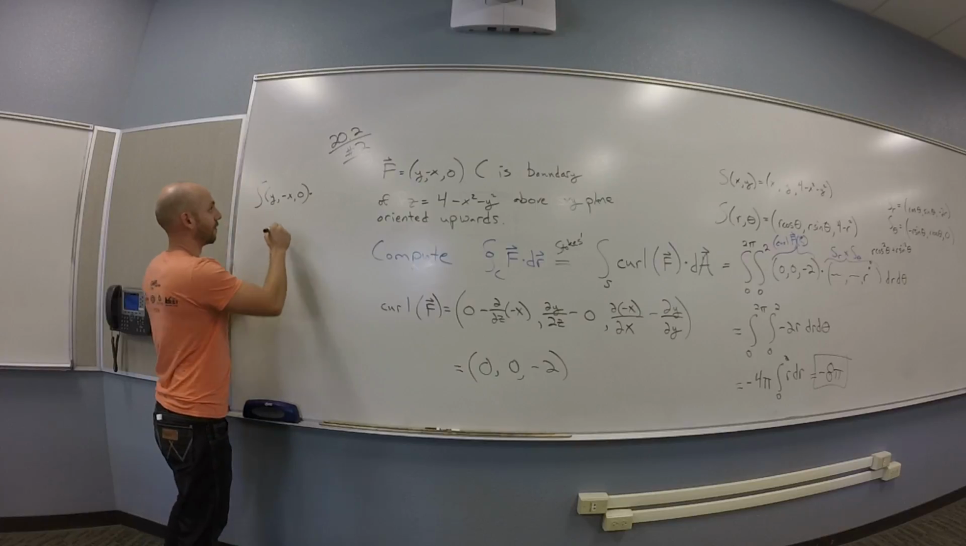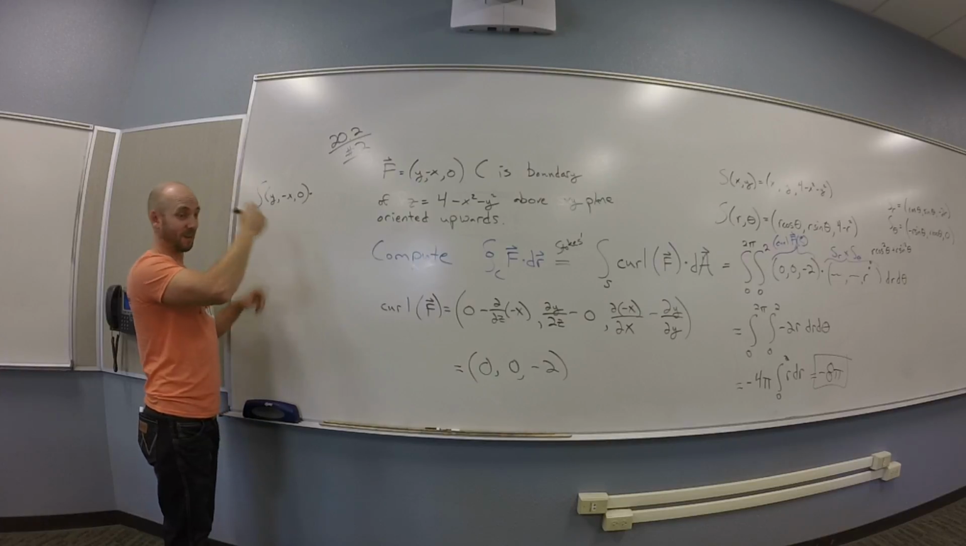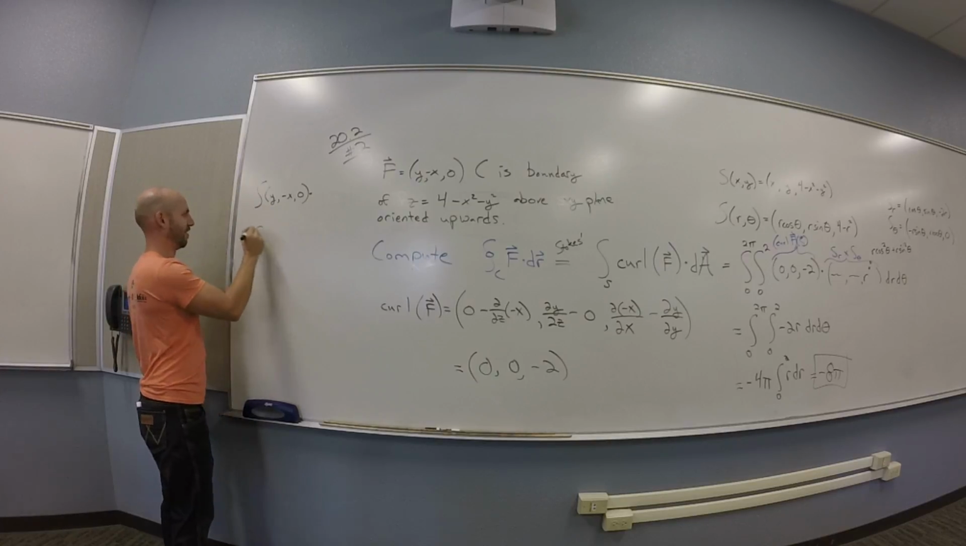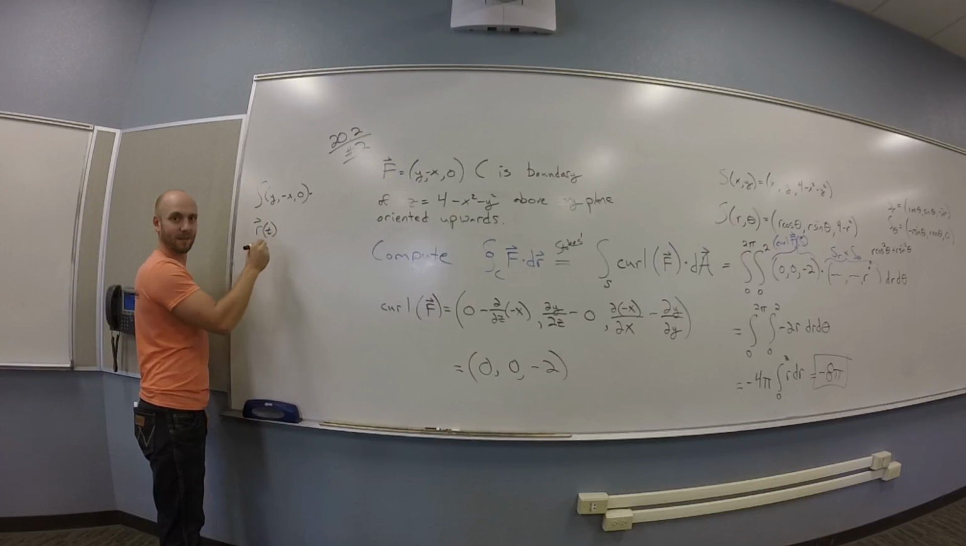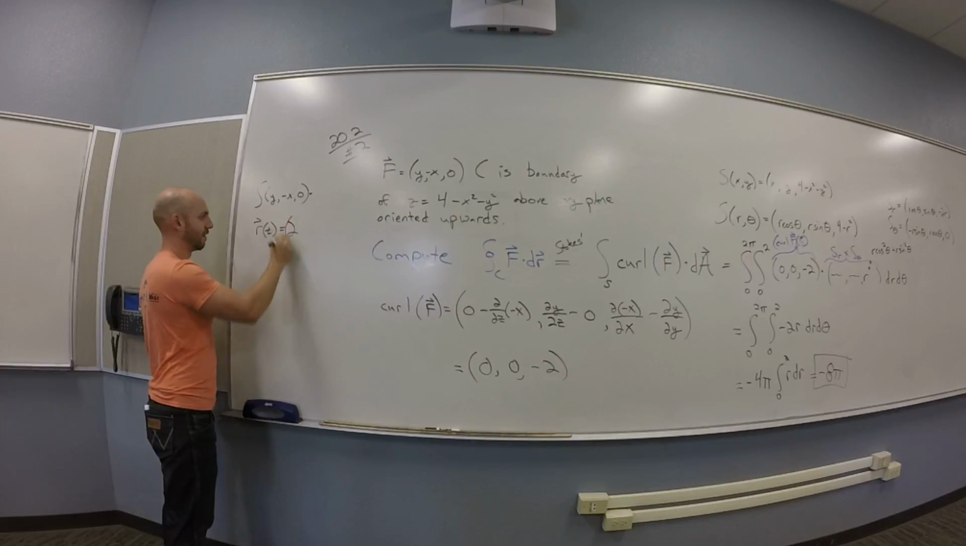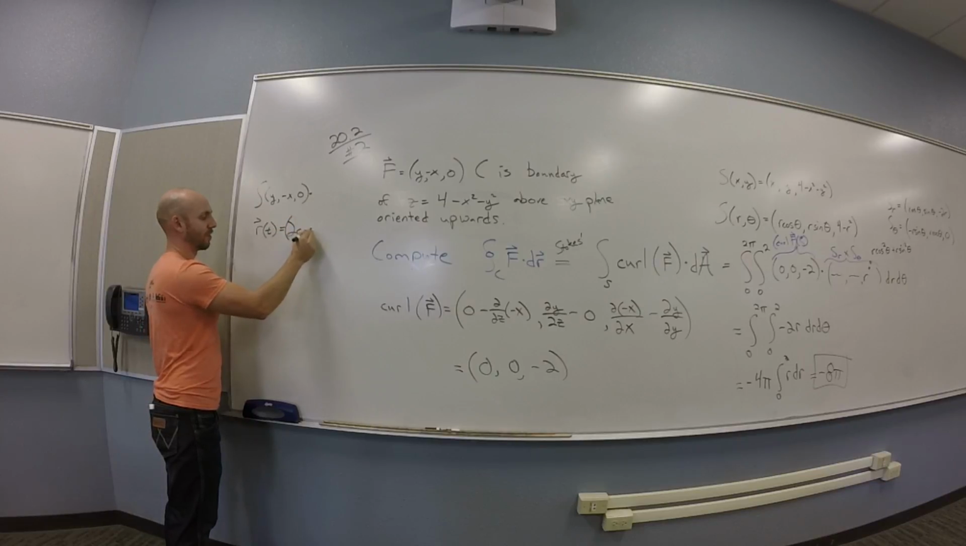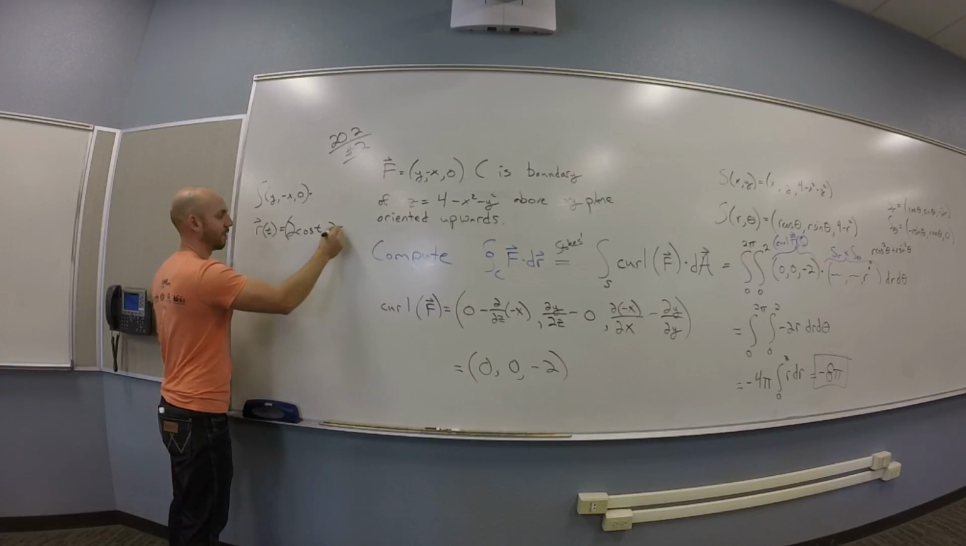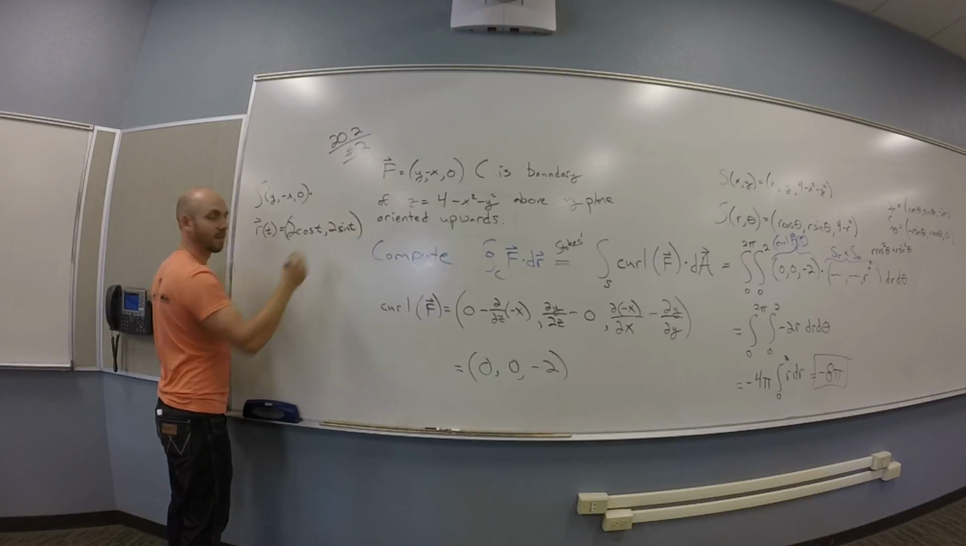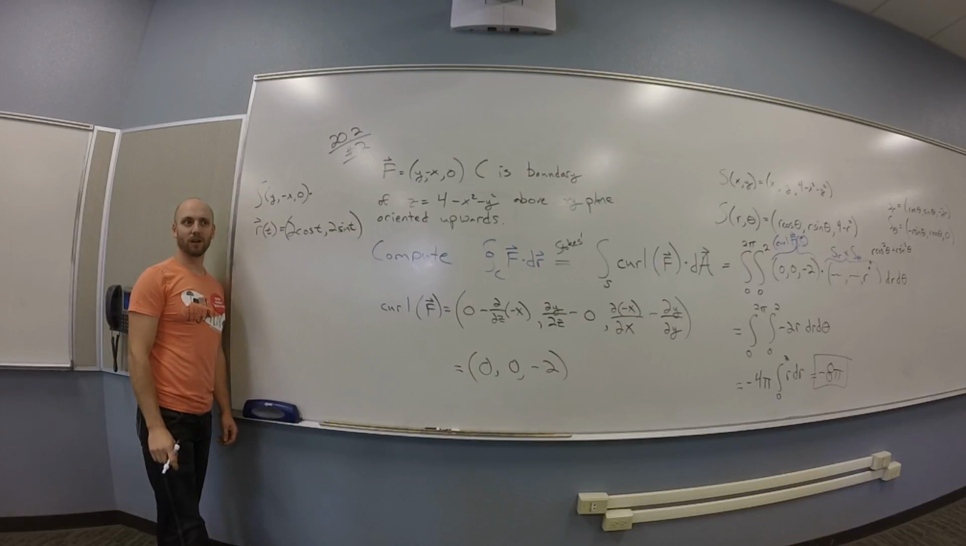So how do you do a line integral again? Okay, so r of t is 2 cos t, 2 sine t. Is that going the right direction? Yeah, I think so. It's counterclockwise, right?